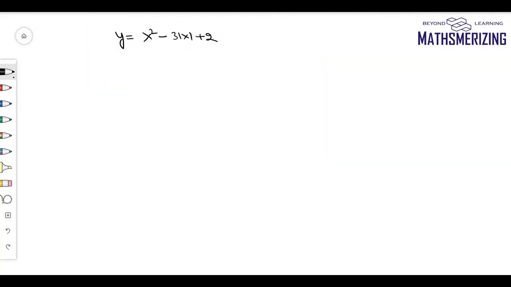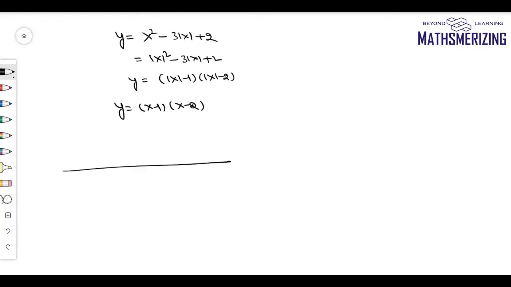I'll take another one. Suppose I have to draw the graph of y equals x square minus 3 mod x plus 2. So basically, mod of x square is same as x square. So mod of x square minus 3 mod x plus 2, I can write it as mod of x minus 1 and mod of x minus 2. My basic graph is y equals (x minus 1) into (x minus 2), which is a parabola opening upwards, with roots at 1 and 2. So that's the graph of y equals x square minus 3x plus 2.